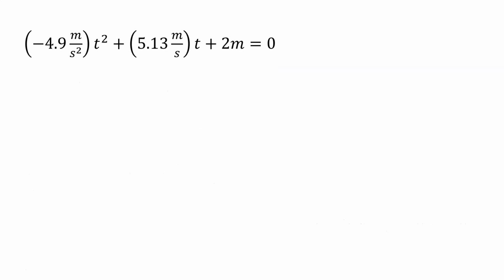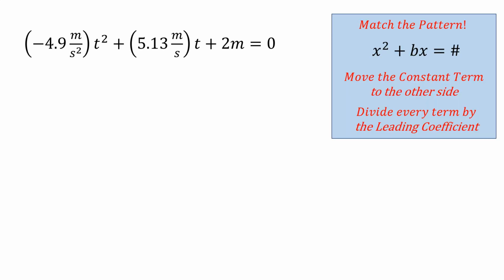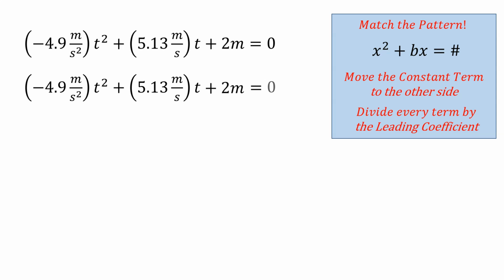I'll warn you in advance that completing the square is not the easiest method to use to solve this problem. A little later, I'll go over some alternative methods, but to complete the square, we need to get it into the common completing the square form. First, we move the constant term to the other side.